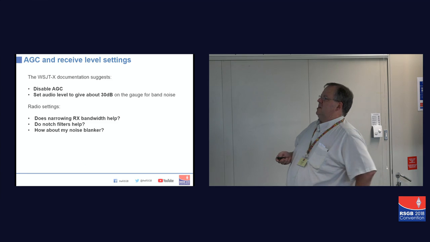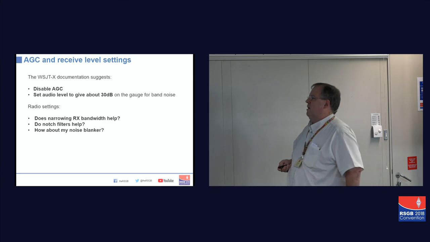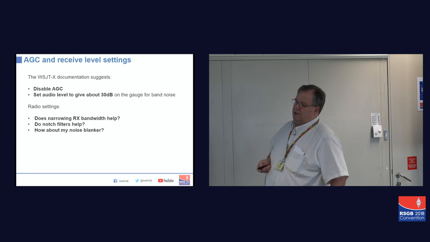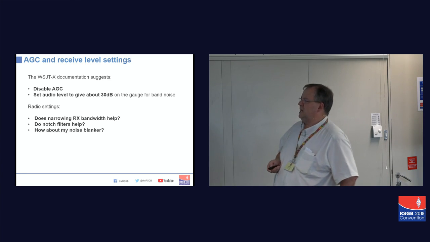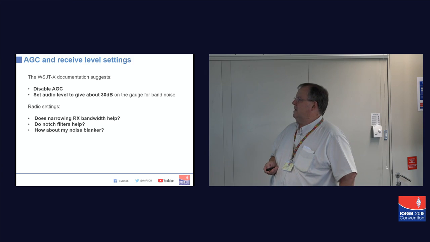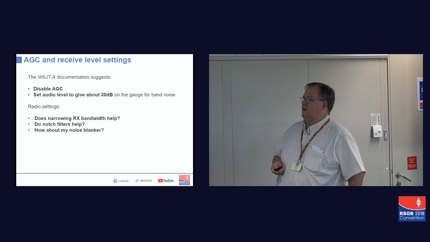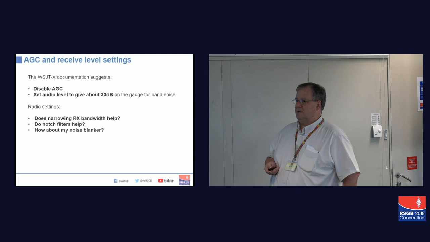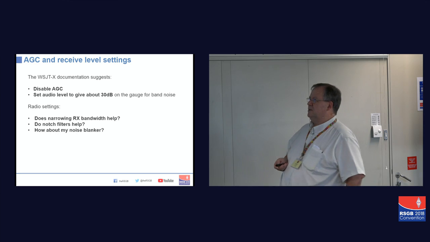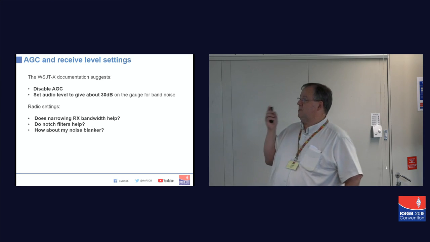The WSJT-X documentation says disable AGC, which is great if you can. And it says set the audio level to give about 30 dB on the gauge. Doesn't really explain why. I did some tests and I actually found out that going from the 30 dB level, you can go down to 0 and then go down at least another 20 dB and it will still decode perfectly well. Down to, I think, minus 96.5 dBm, I was still getting decodes, but 30 dB is a good compromise.